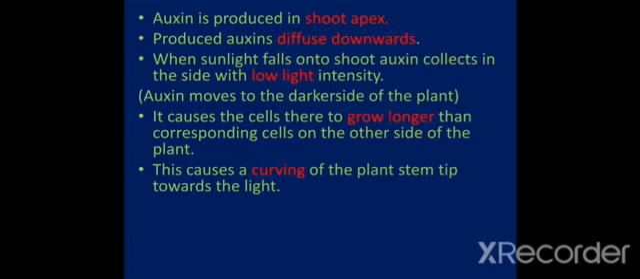This is that story. Auxin is produced in the shoot apex. Produced auxins diffuse downwards. When sunlight falls onto the shoot, auxins collect on the side with low light intensity. That is, auxin moves to the dark side of the plant. It causes the cells there to grow longer than corresponding cells on the other side of the plant. This causes a curving of the plant stem tip towards the light. Let's see how it happens.